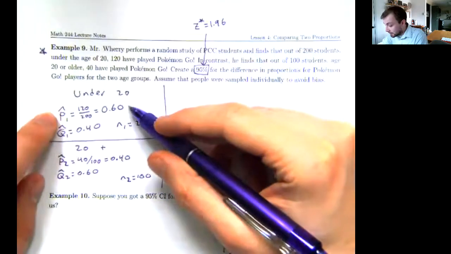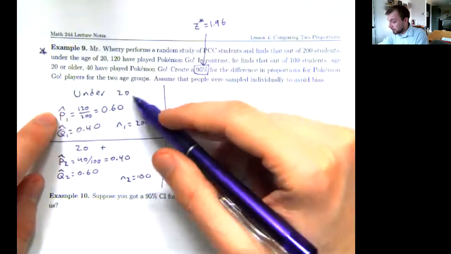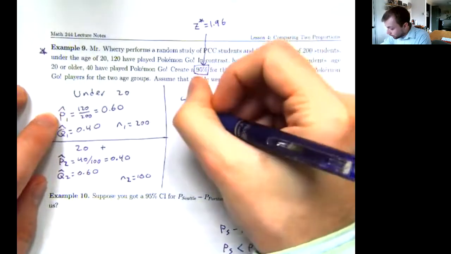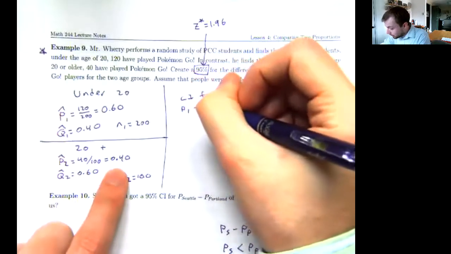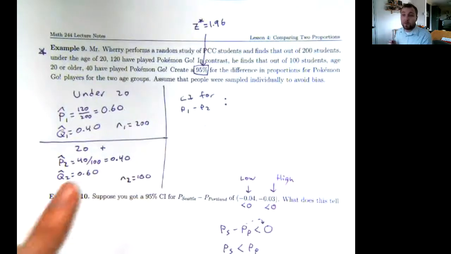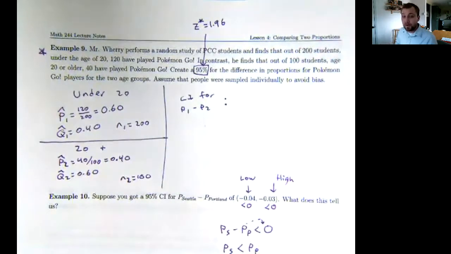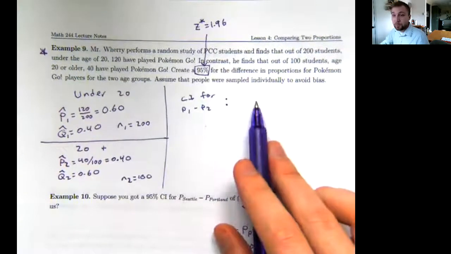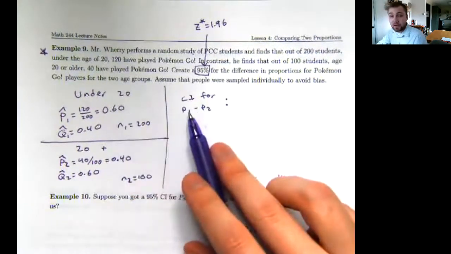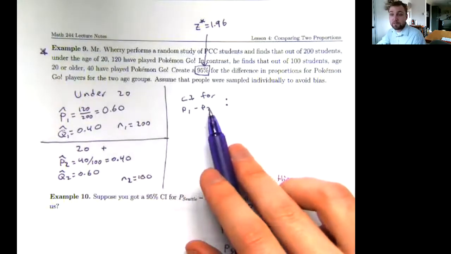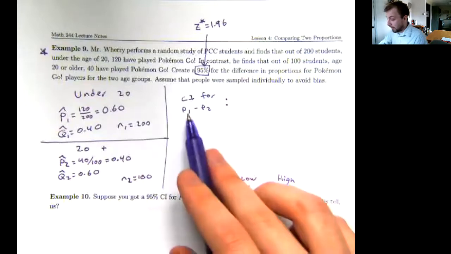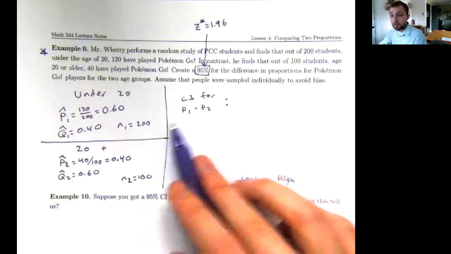I have 60% for the success rate for the under 20 group. So I'm going to do a confidence interval for P1 minus P2 in this order, because 60 minus 40 will give me a positive 20. So if I do it this way, I should end up with positive numbers. If these values were switched, I might want to create a confidence interval for P2 minus P1, in the other order. It doesn't really matter where I end up, I just have to be really careful that I write down the setup somewhere.